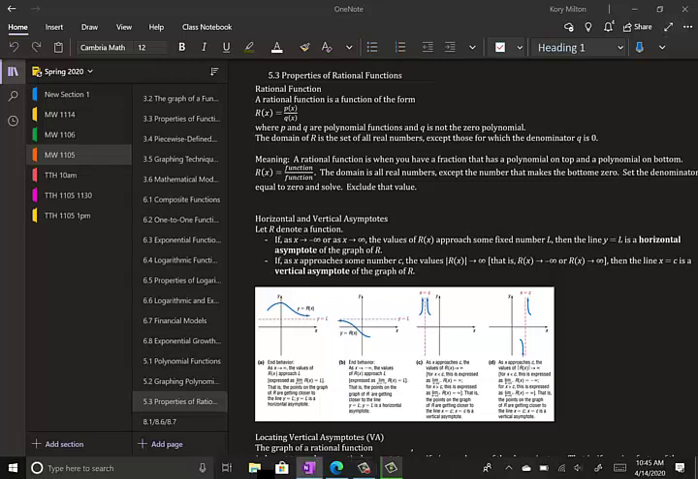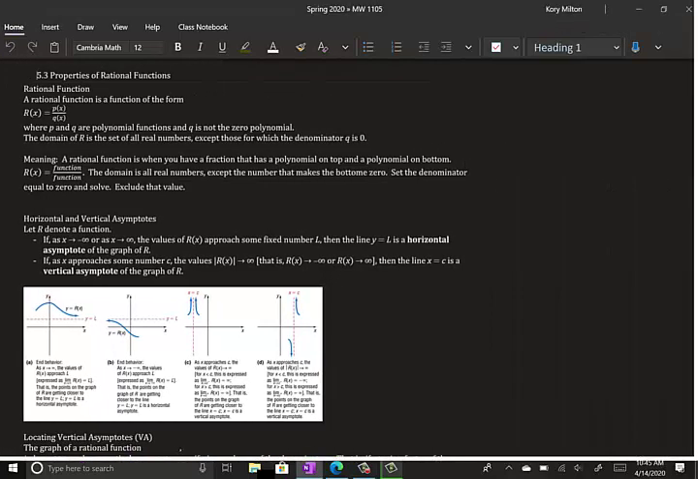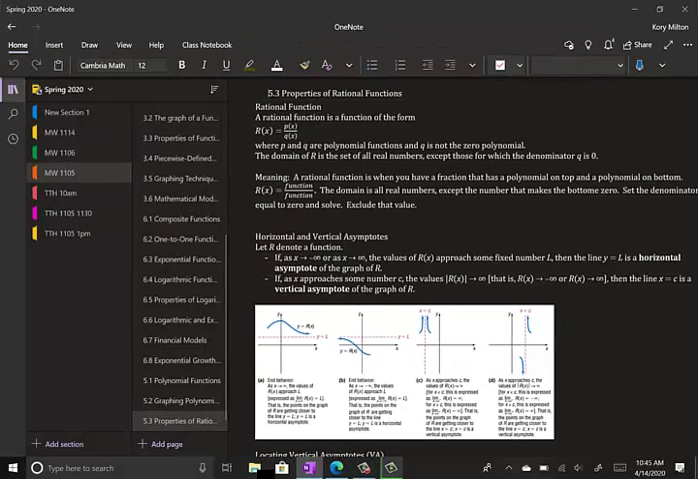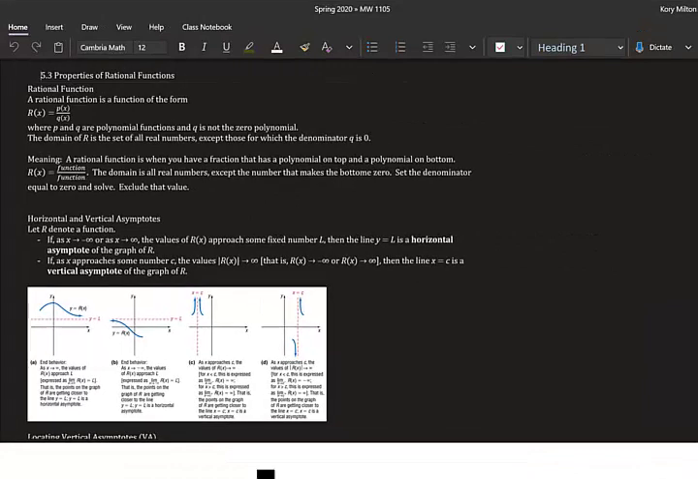5.3 Properties of rational functions. So sadly, we can't go beyond just properties. We don't learn to graph them, which is sad because I love graphing these.